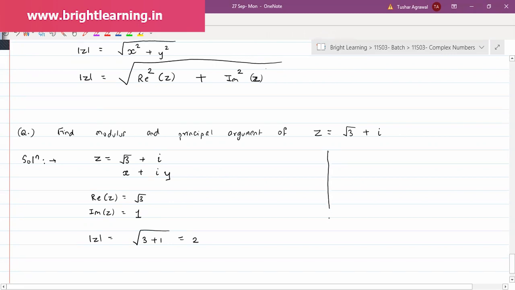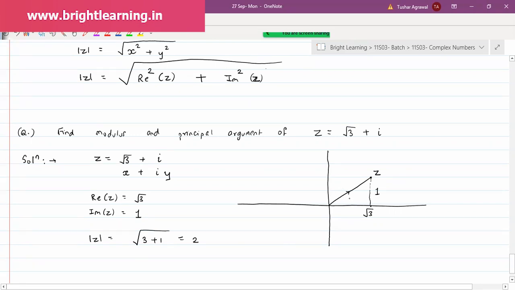And in order to find the argument, on my real axis, I will go root 3 units, and on my imaginary axis, I will go 1 unit upwards. This is my 1 and this is my root 3. This will be my z. And I'm telling you to find the argument, what I'm actually asking. Argument is pi by 6. Yes, pi by 6. Very good.